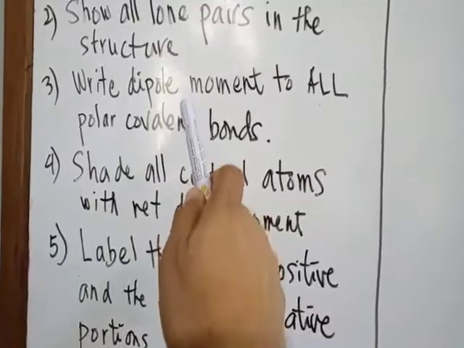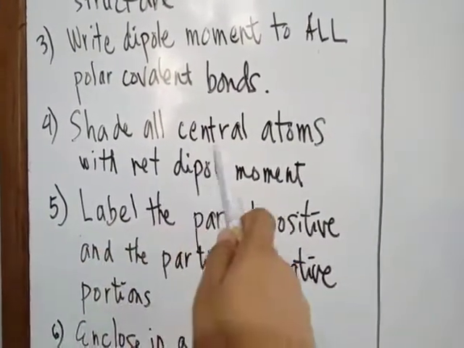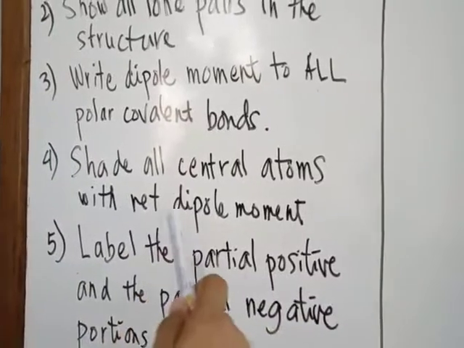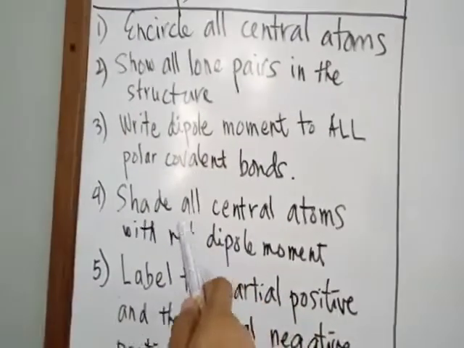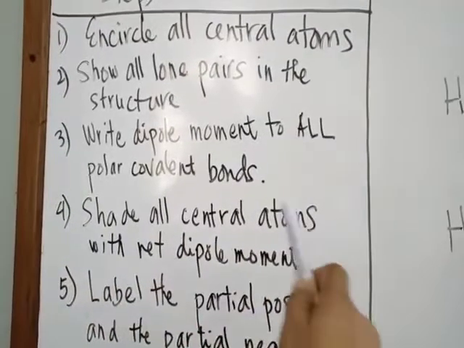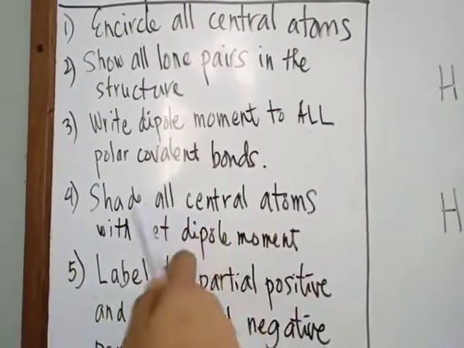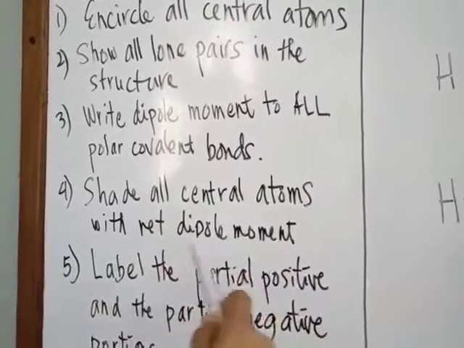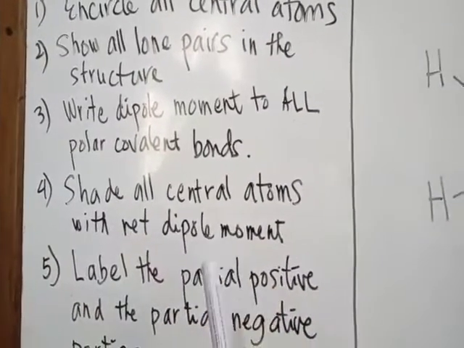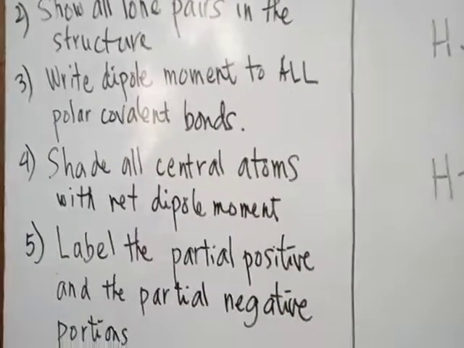Okay. Then number 4, we are going to shade all central atoms with net dipole moment. That's number 4, and this is one of the most crucial steps in structure analysis, determining if the central atom has a net dipole moment. So how would you know if a central atom has a net dipole moment?